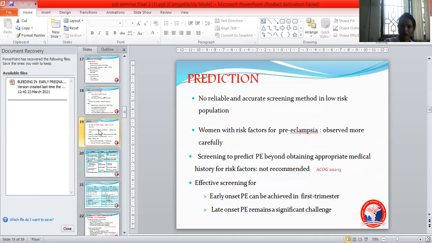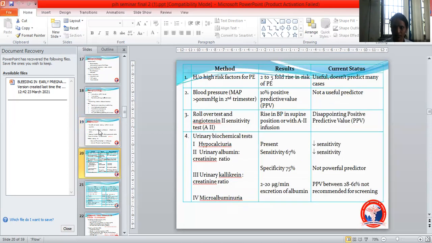So is there any way to actually predict the onset of hypertension in a pregnant woman? It is concluded that no reliable or accurate screening method is there in a low risk population. Women with risk factors for pre-eclampsia, which we already discussed, should be observed more carefully for the development of hypertension and should be offered frequent antenatal visits. Screening to predict pre-eclampsia beyond appropriate medical history is not recommended for everybody. But if there is an effective screening, it can be applied only for early onset pre-eclampsia, which can be achieved in the first trimester itself.